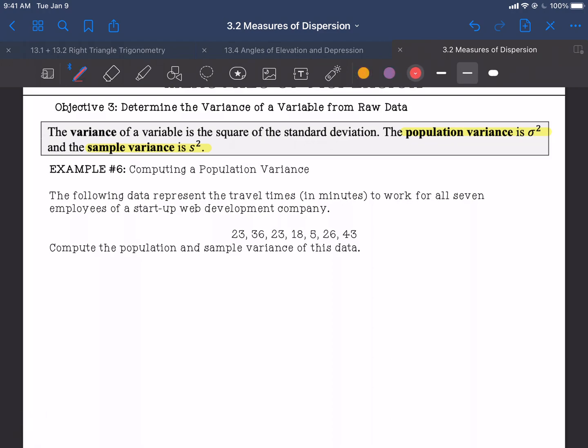Well, for population, we know that sigma was equal to 11.36 minutes. So the variance is just sigma squared, which would be 11.36 squared, which is equal to 129.0496. And our units would be minutes squared. All right, your units get squared as well.